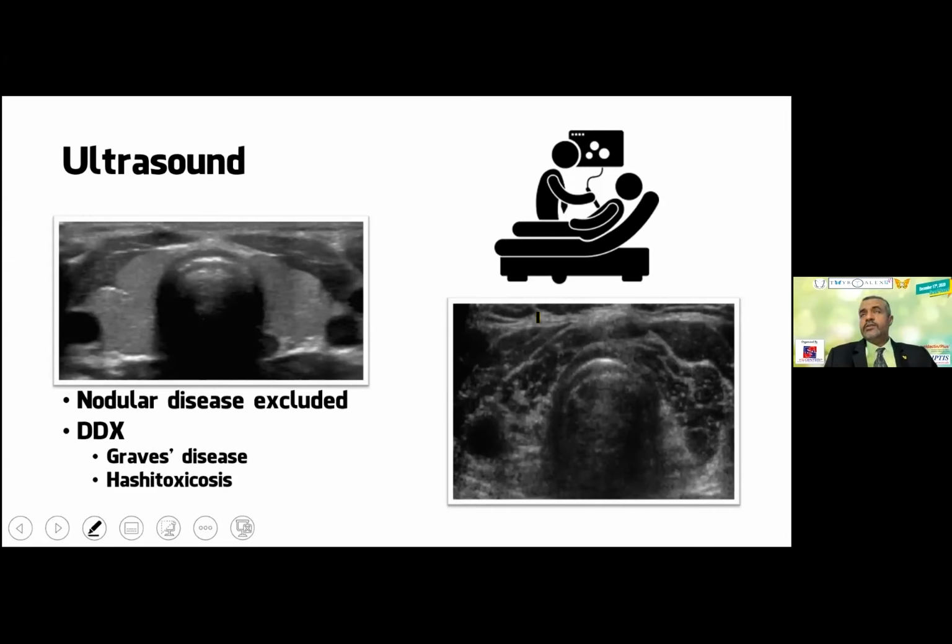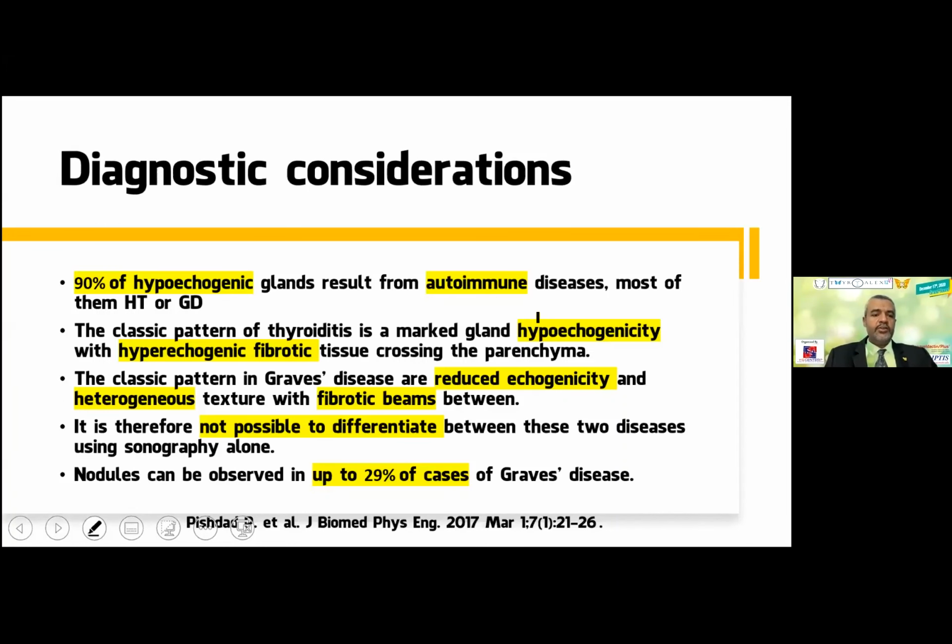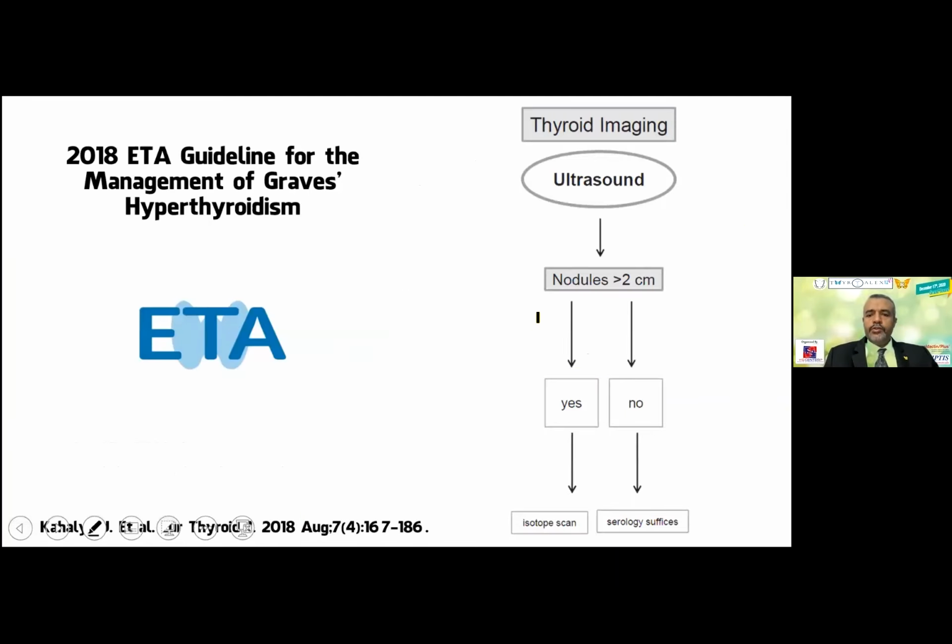So can I use this to diagnose Graves or Hashimoto thyroiditis? Actually, no. From this paper, they have stated that 90% of hypoechogenic glands come from autoimmune disease, most of which is either Hashimoto thyroiditis or Graves' disease. They have described the classic pattern of thyroiditis, which is marked hypoechogenicity with hyperechogenic fibrous septae, while the classic pattern of Graves is reduced echogenicity, heterogenicity, and fibrous beams. Actually, they are identical, and that's why it is not possible to differentiate between these two diseases using sonography. And as I told you, you are going to perform an isotope scan or scintigraphy only if you have a nodule and this nodule is larger than 2 centimeters.